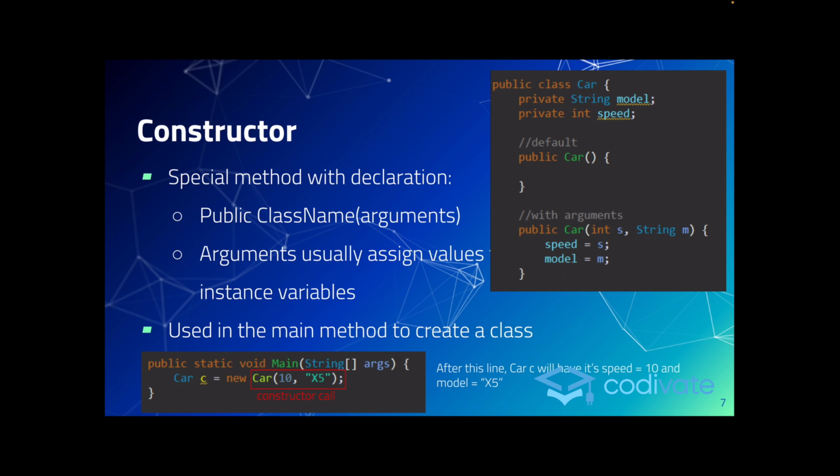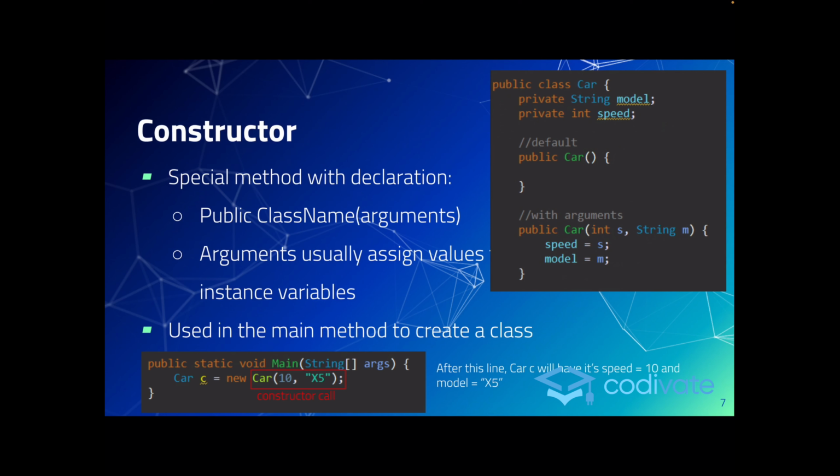You can use the constructor to create objects or instances of a certain class. For example, if you wanted to create a certain instance or object from the car class, you could use the second constructor and create a new object of type car. So you could say Car c equals new Car, and then put in the arguments for the constructor that you would like to use.